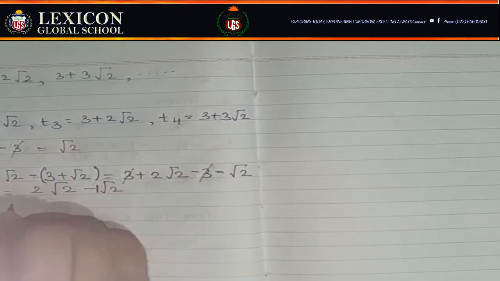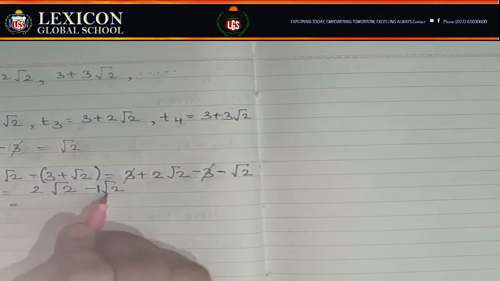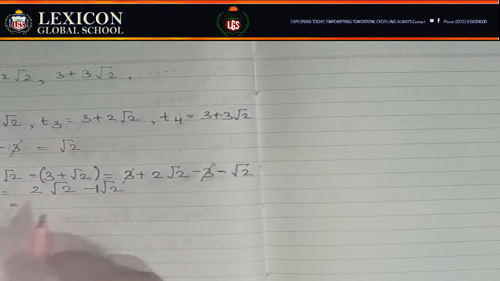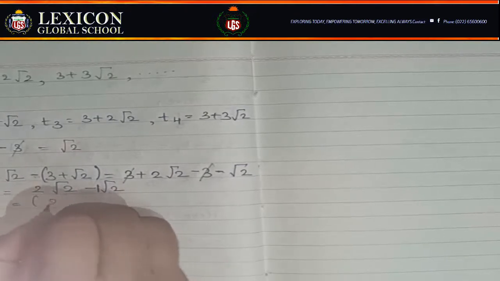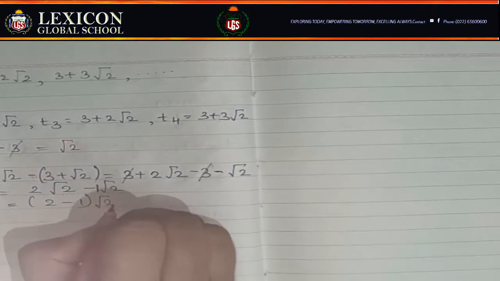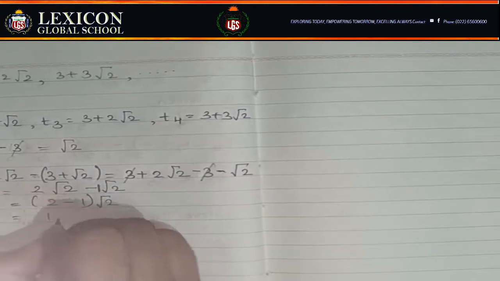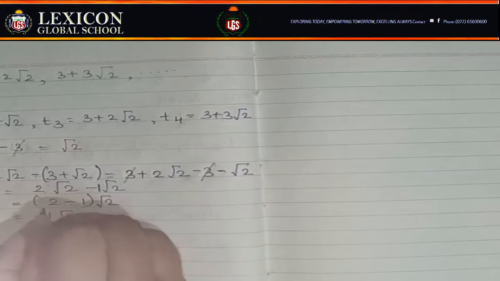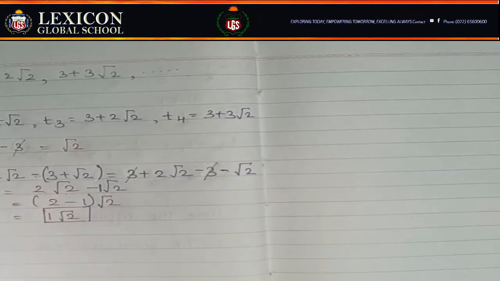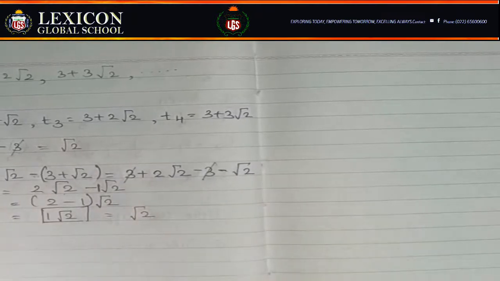Since we have learnt surds in the earlier class, we know when we have surds in addition or subtraction form, we are going to subtract the coefficients. That means 2 minus 1 is my coefficient and the surd comes outside the bracket. So 2 minus 1 is 1 root 2. This is my next answer. What is the next answer? That is root 2. 1 is a coefficient which, even if we don't write, it's okay.